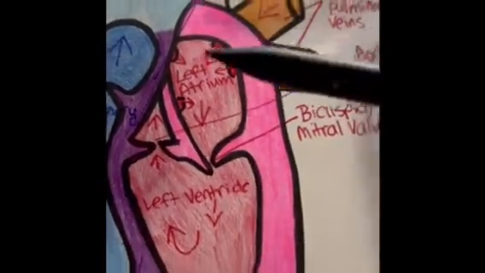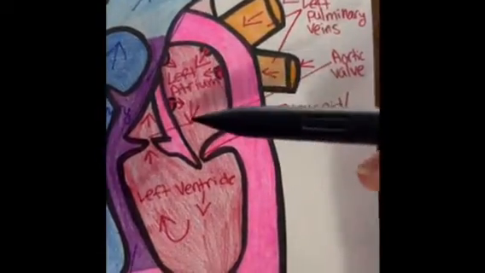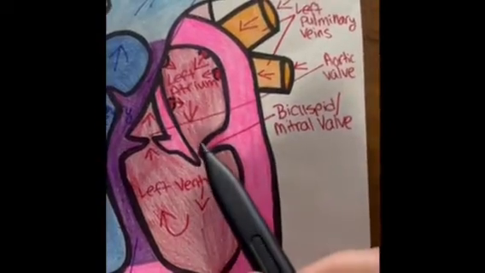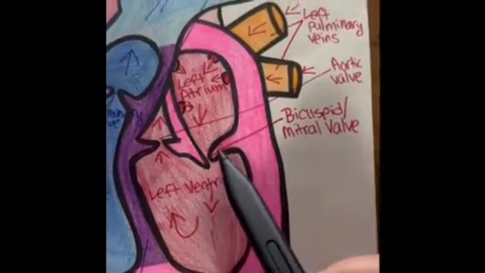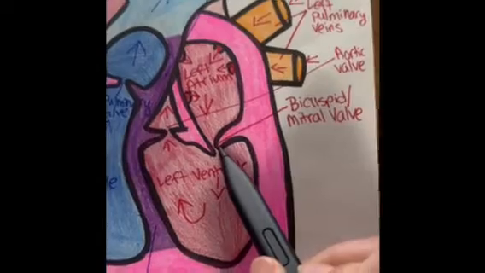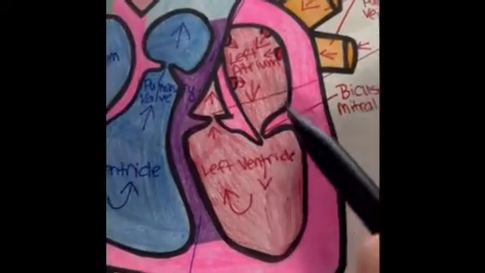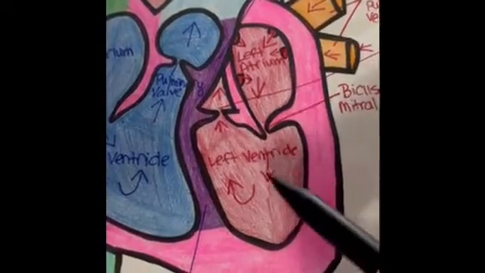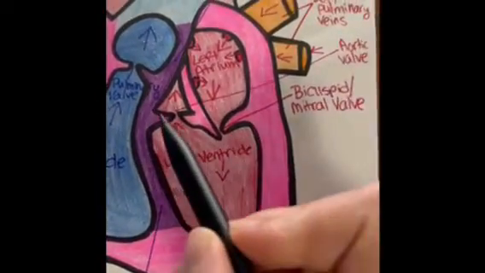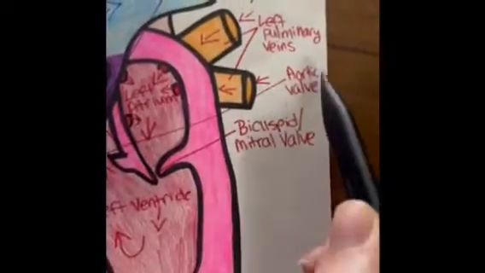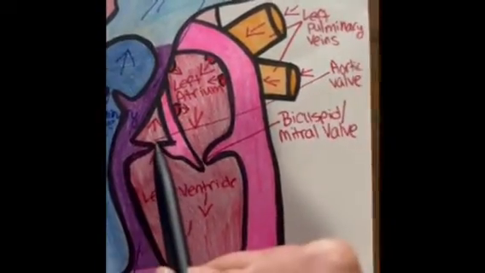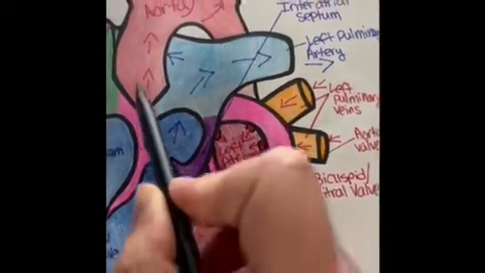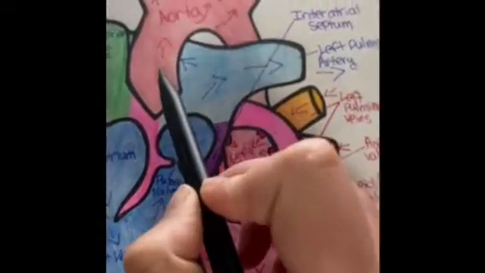Now, once the oxygenated blood gets into the left atrium, it will pass through the bicuspid valve, which is also known as the mitral valve. So then the blood will go into and fill the left ventricle, and then it will get pumped through the aortic valve. And then from the aortic valve, it will pass into the aorta.